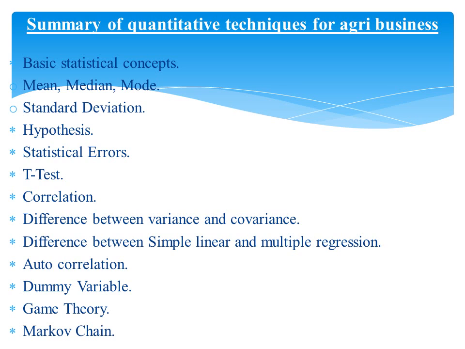Statistical errors. We have two types of statistical errors: one is type 1 error and another one is type 2 error. Type 1 error means the rejection of the null hypothesis when it is true. Type 2 error means the acceptance of the null hypothesis when it is false.